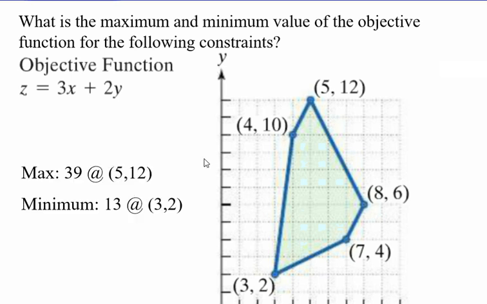When you check all 5 points, you'll find the maximum value for z is 39 at the point 5, 12. The smallest value is when z is equal to 13, and that occurs at the point 3, 2. And that is it. That is how linear programming works. It's a highly involved process.